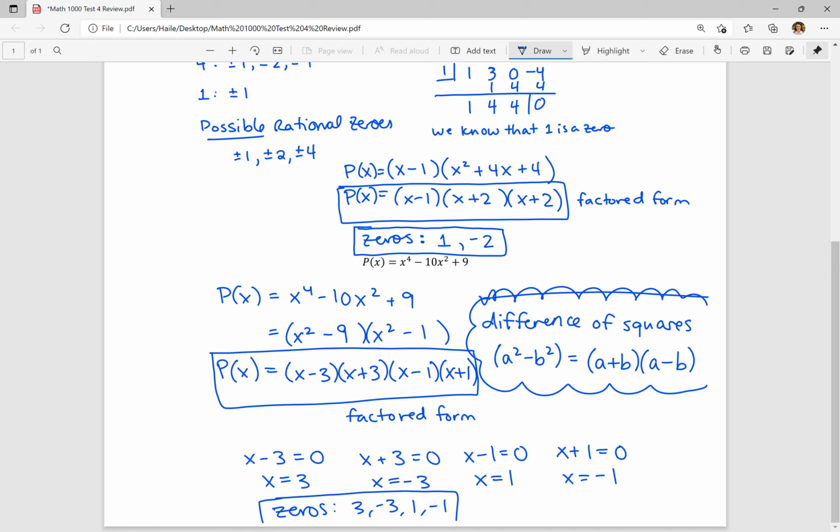When you're doing your problems in WebAssign, though, just pay very, very close attention to the directions. So sometimes they may want you to list your zeros in a particular numerical order, or maybe they want you to write a 0 twice if you have 2 identical factors. So just pay really, really close attention to the directions in WebAssign.